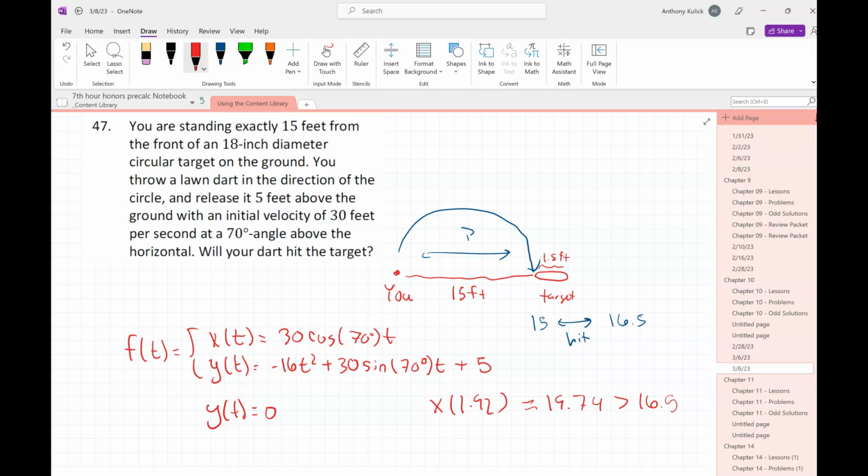I feel like overshooting is better than undershooting. Does that feel okay? Where did you plug that in? X. Oh, so you just plug it into the t. Exactly. Yep.